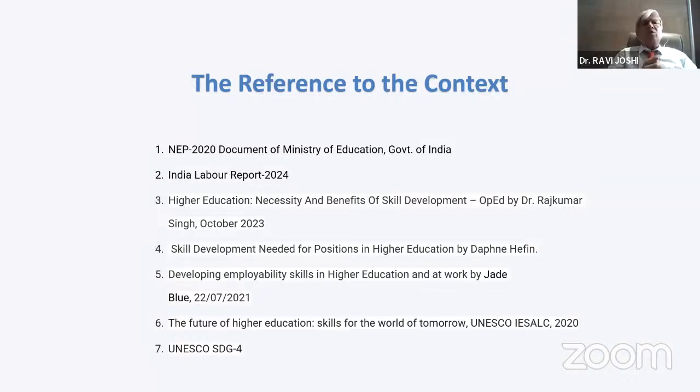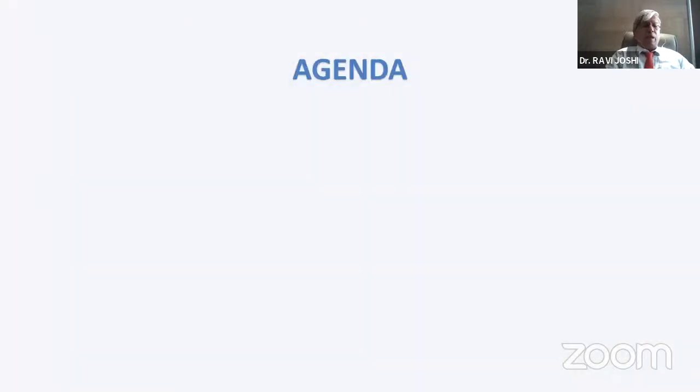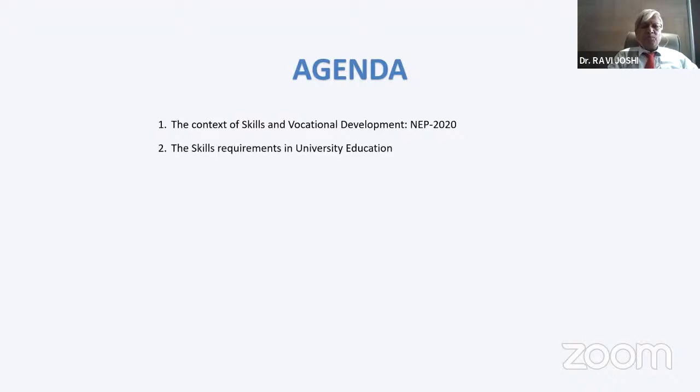So having known this fact, it is very essential that we bring this skill education, the vocational skill education, as a part of our education, in our curriculum design and development. So our today's agenda for the discussion: the context of skills and vocational development in National Education Policy 2020. This is agenda number 1.